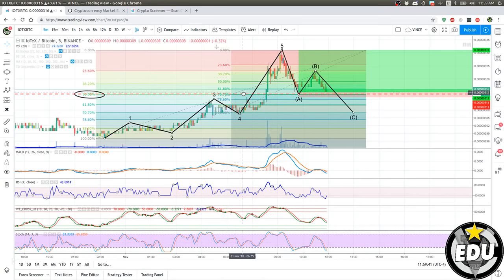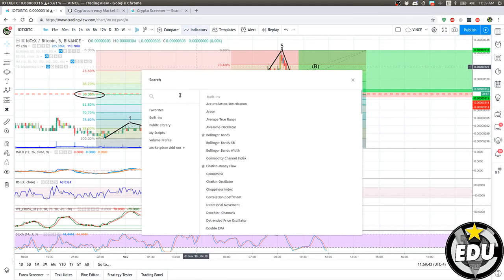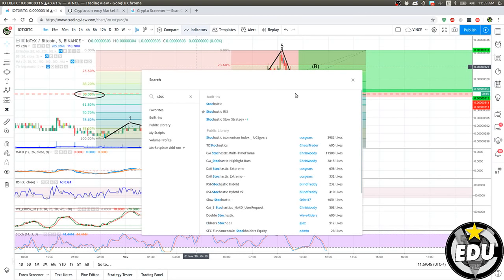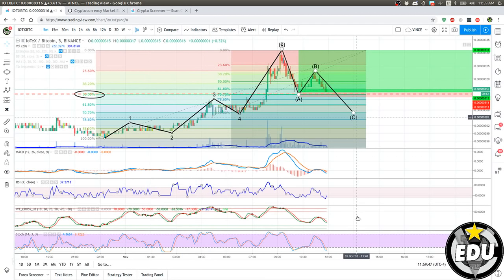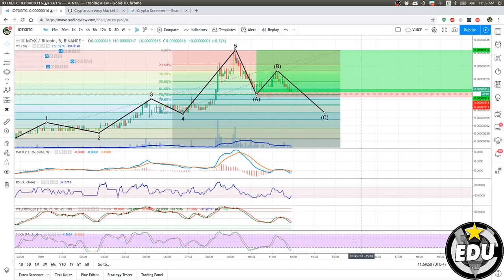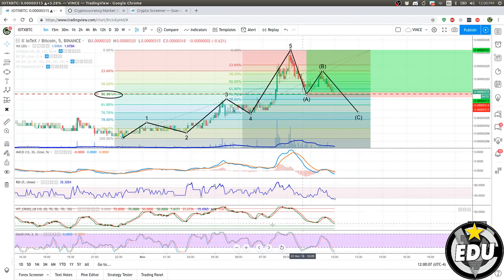Do you prefer stoch or stoch RSI? Stoch. Okay, let's leave it on stoch. In stoch, it's pretty low right now. So we have one or two indicators on the 5-minute chart that are not bad: MACD to follow, and the WT cross is really pretty low compared to all the spike that it did.